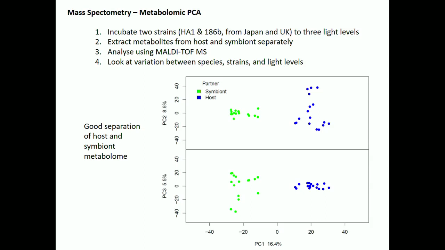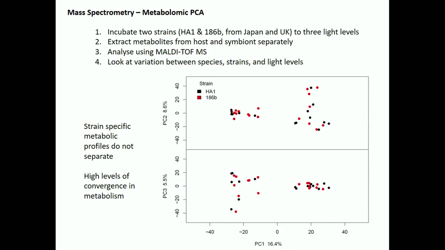And what we've done is we've incubated each one of those strains at three different light levels: no light, low light, and high light. And then we've extracted the metabolites from both the host and the symbiont independently. And then we've done some mass spec with Duncan Cameron in Sheffield. We're looking at the variation that we get between the strains, but also the different light conditions, to get a general sense of how much metabolic variability there is for these partnerships. So this first plot just shows the different metabolic fractions and the PCA analysis of that for the symbiont and the host, and you can see that we get quite a nice separation of the two fractions.